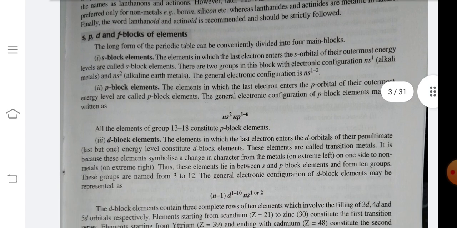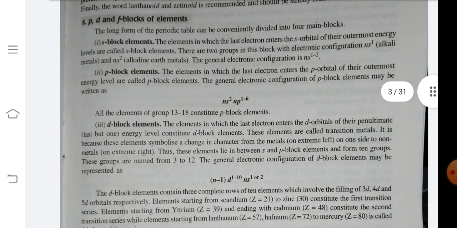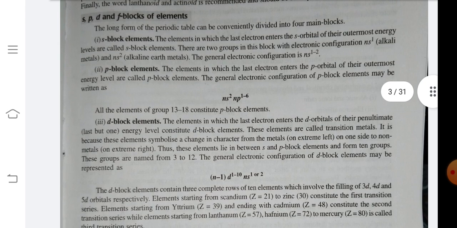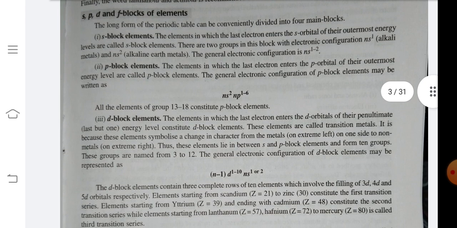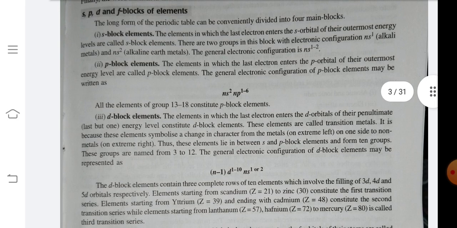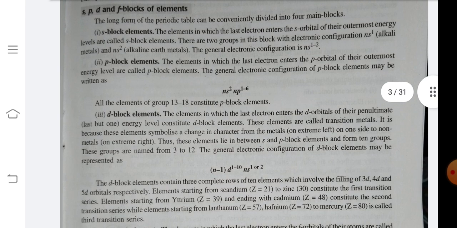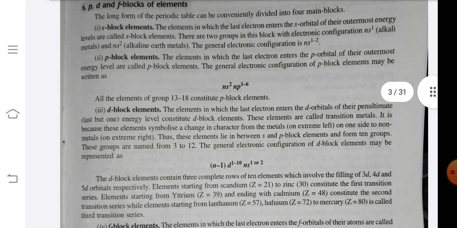S, P, D and F block of elements. The long form of the periodic table can be conventionally divided into 4 main blocks. S block elements: the elements in which the last electron enters the s orbital of their outermost energy level are called s block elements. There are 2 groups in this block, with electronic configuration ns1 and ns2.